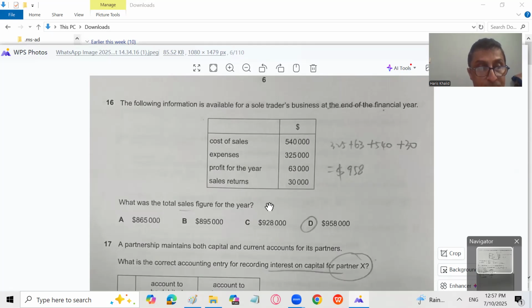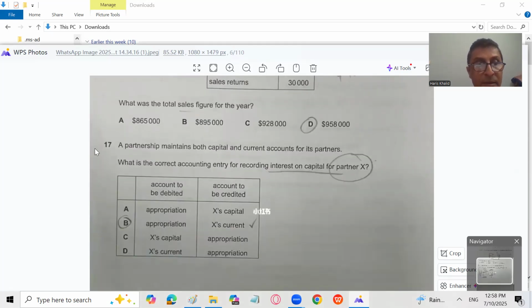So the sales figure, how will you find it? Profit is given. Profit plus expenses, you will get gross profit. And gross profit plus cost of sales, you will get sales. But unfortunately, we have sales return also. So now you have to go in reverse. Profit plus expenses plus cost of sales plus sales return, you will get the total sales figure, which is 9,58,000.